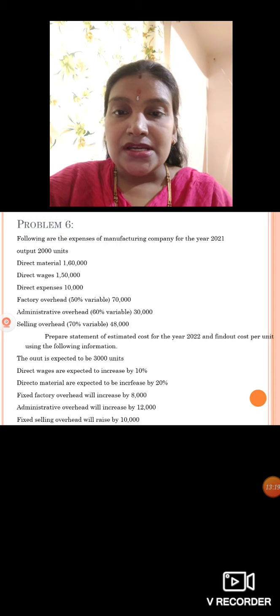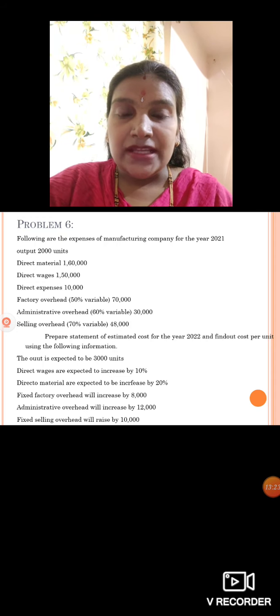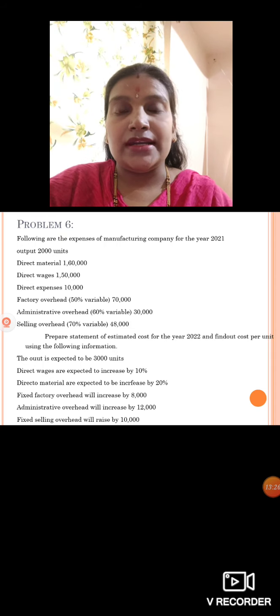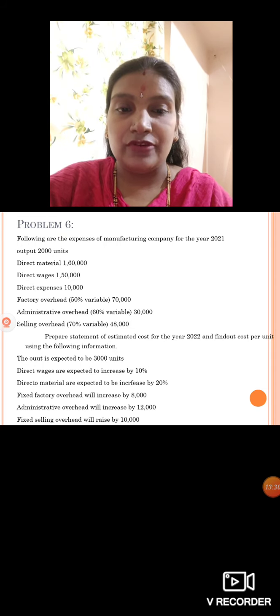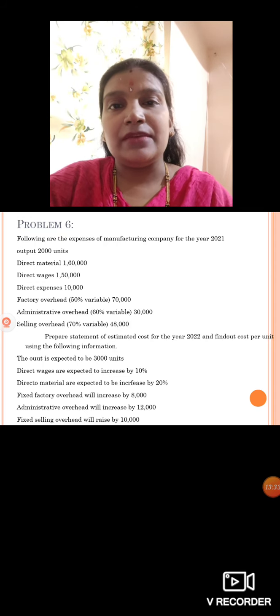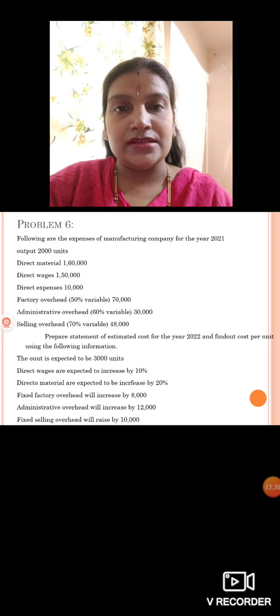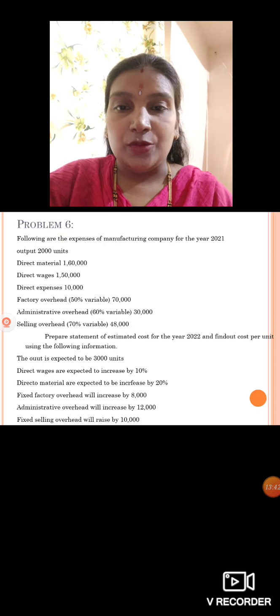Okay. The next you have fixed selling overhead will rise by 10,000. Fixed selling overhead is increasing by 10,000 here. For fixed selling overhead you are going to add 10,000, and for variable you are going to consider the normal cost per unit, and multiply with 3,000 tons. Sorry, 3,000 units here. Okay, I hope you are clear with this.